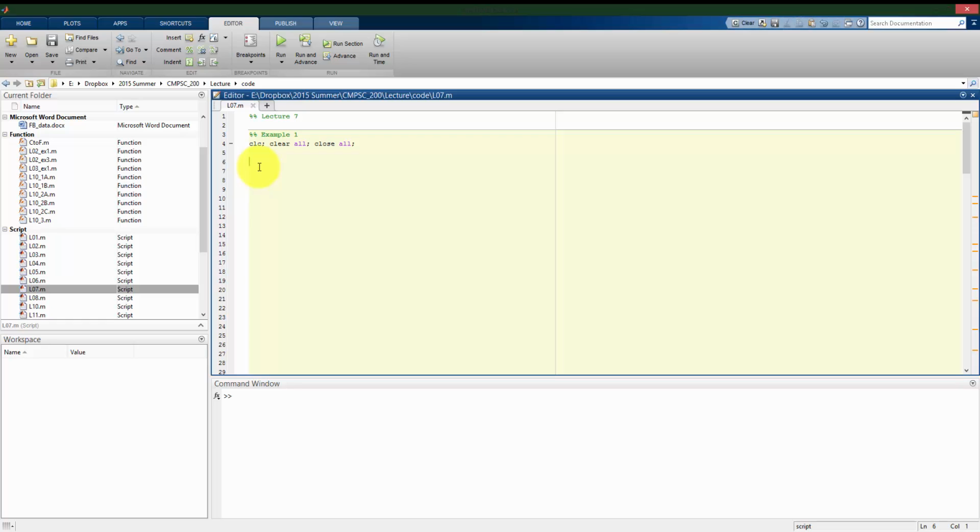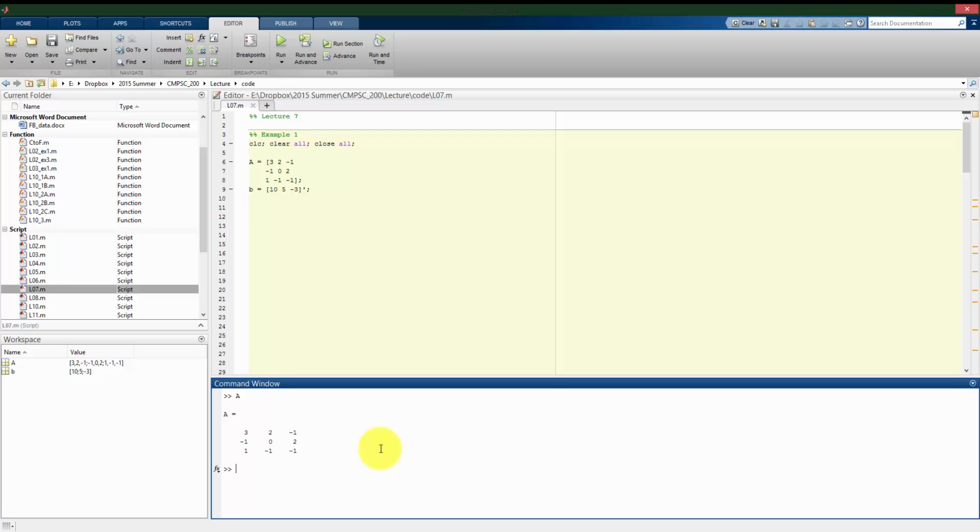Taking this into MATLAB now, I want to enter my matrix A, which we determined was 3, 2, -1, -1, 0, 2, 1, -1, -1. And I need that column vector B, which is going to be 10, 5, -3. And the dimensions of these are important, so you want to keep that in mind. So let's test this. I have A, that's my square matrix, and B, because I put that transpose up there, I have it in the same order, column vector 10, 5, negative 3. As I've said before, this is a 3 by 3 matrix.